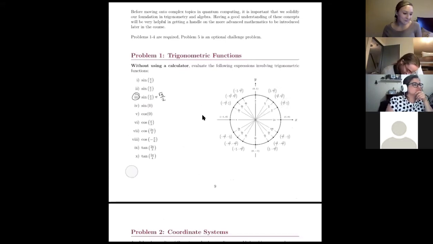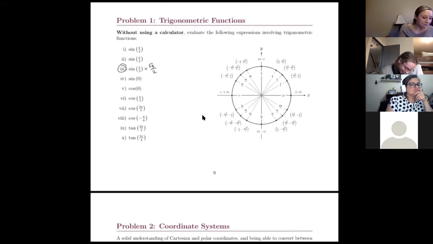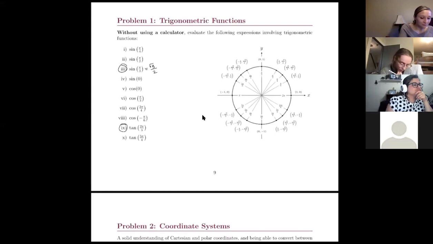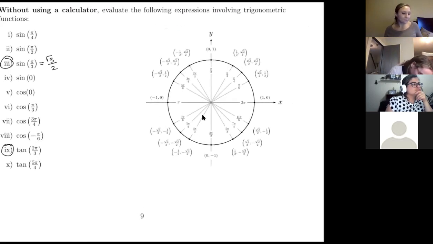Okay, should we do one of the tangent ones? Because those are a little bit more complicated. I think, yes. Okay, let's do this one. So tangent of 2 pi over 3. So first thing I would do is find where your, okay, I'll just write it up here so we can look at this really big. Okay, so we're trying to find tangent of 2 pi over 3. So find your 2 pi over 3, which is right here. Okay, let me not ruin the diagram.